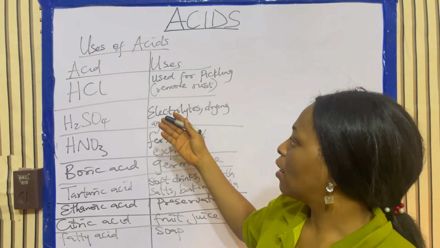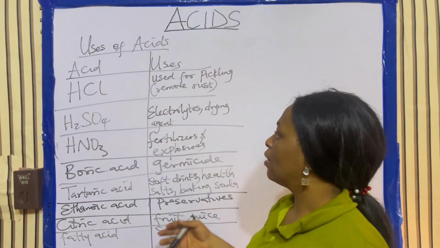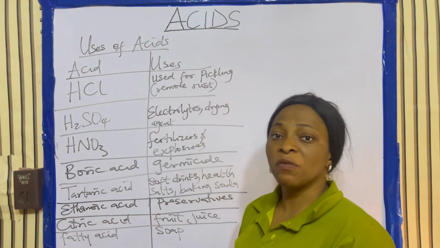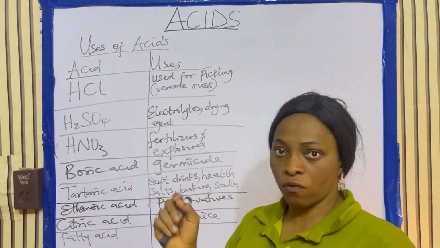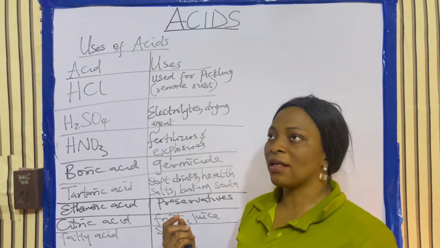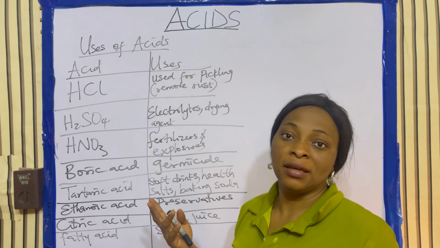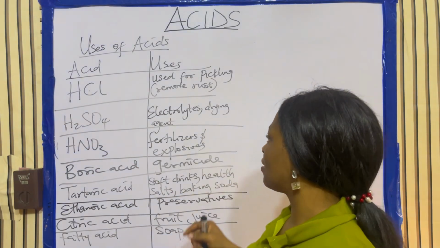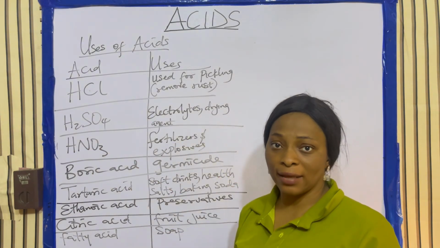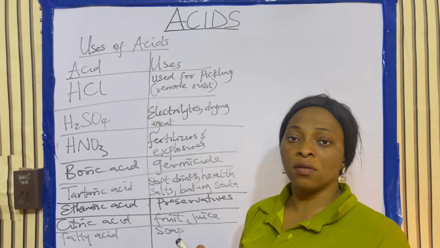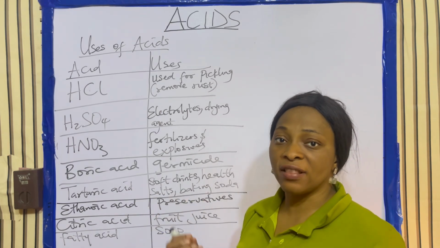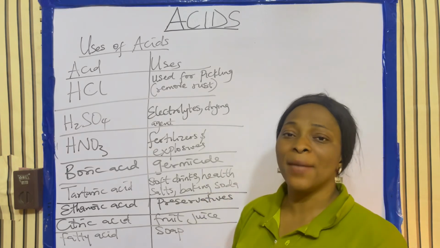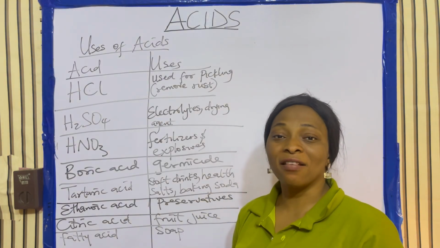Now we look at hydrogen chloride. Hydrogen chloride acid is used for pickling. What is pickling? Pickling means to remove rust. You must have seen questions that say which of the following is used for pickling. It is what? Hydrogen chloride. Tetraoxosulfate VI acid is used as an electrolyte, and it's also used as a drying or dehydrating agent. Then trioxonitrate V acid is used in making fertilizers and explosives.